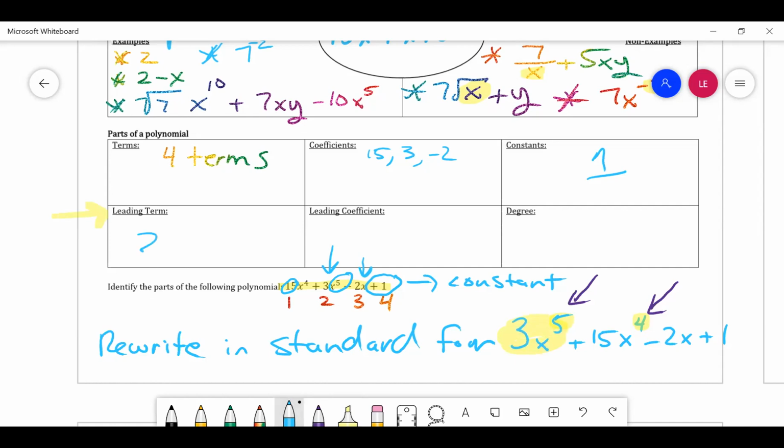So the leading term would be 3x to the power of 5. The leading coefficient is the number that's being multiplied to the variable, which would be the 3. Okay, so 3x to the 5th is the boss. Everybody follows that person. And then the highest degree would be to the 5th power. I'm going to give you these names because you're going to have to know these on Delta Math. We'll write those down here in just a little bit. That just gives you an overview of how that works.